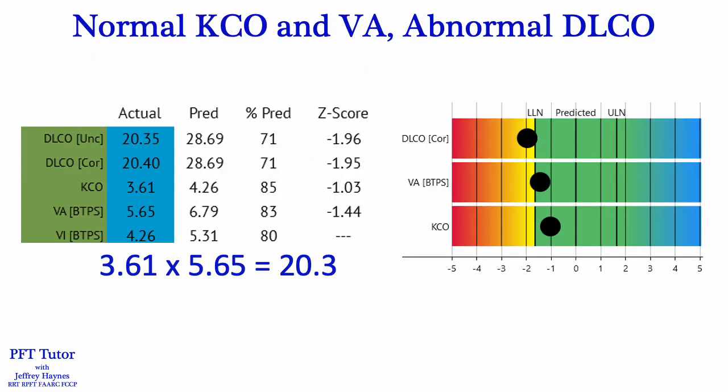Here's another pattern you may see from time to time. This patient has a normal KCO and a normal VA, but when you multiply the two, the normal values produce a DLCO below the limit of normal. So we have a normal KCO of 3.61, multiply it by the VA of 5.65 gives us a DLCO of 20.3, but the DLCO is below the lower limit of normal. This is kind of weird. What explains this pattern? Doesn't seem to make a whole lot of sense.